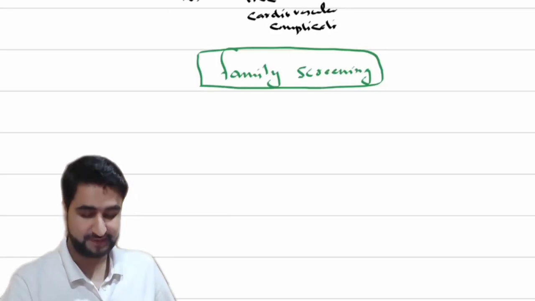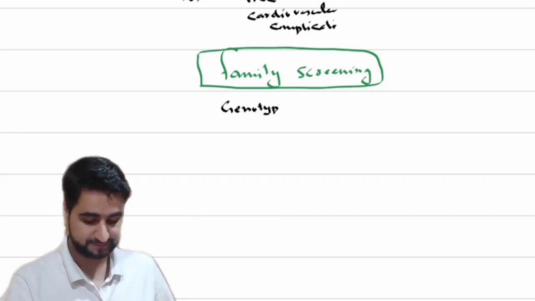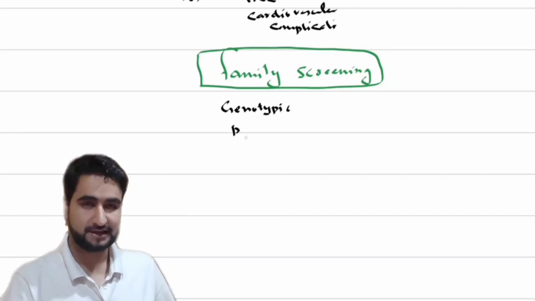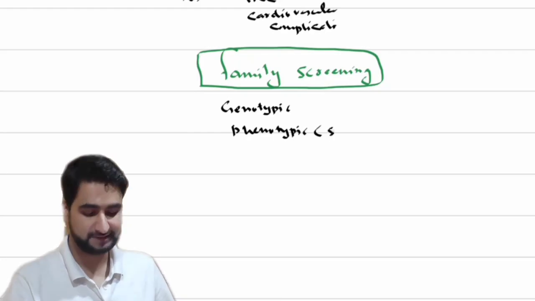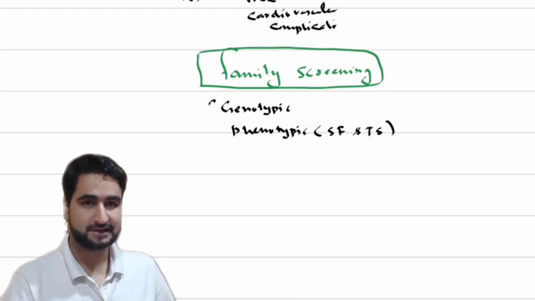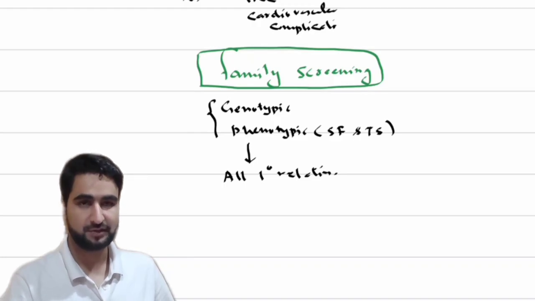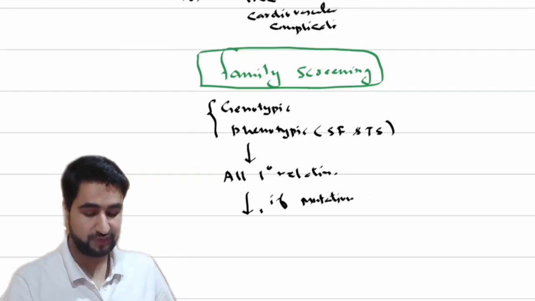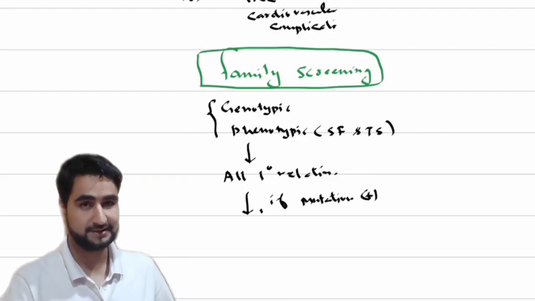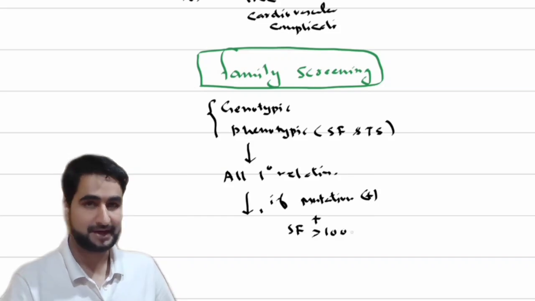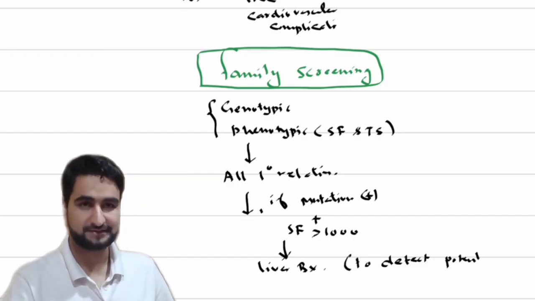Now coming to family screening in hereditary hemochromatosis. We should go for genotypic as well as phenotypic screening. Phenotypic means serum ferritin and transferrin saturation, and this should be done in all first degree relatives of hereditary hemochromatosis patients. If mutation is positive, then go for serum ferritin levels. If they are greater than 1000, then liver biopsy is indicated, as I have already mentioned, to detect iron overload and to plan the further treatment.